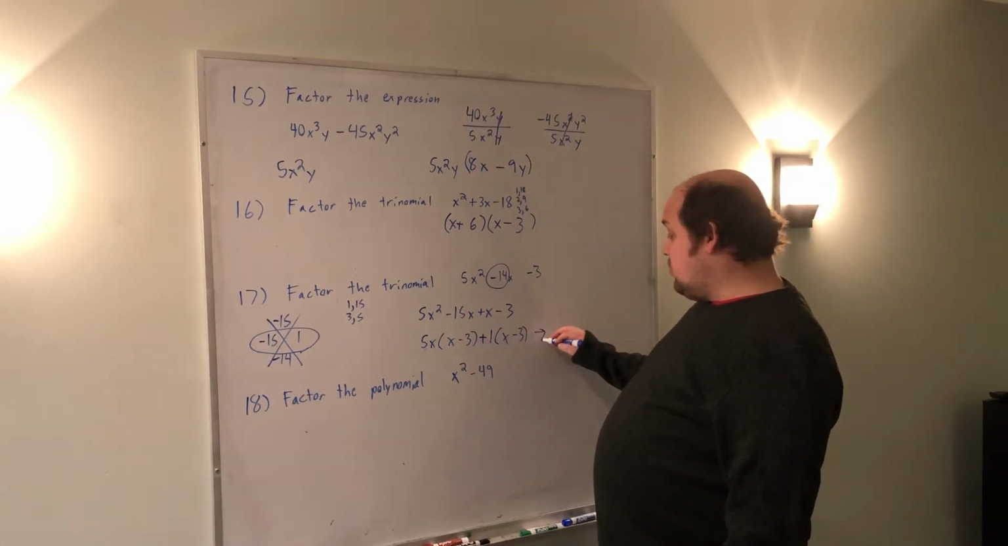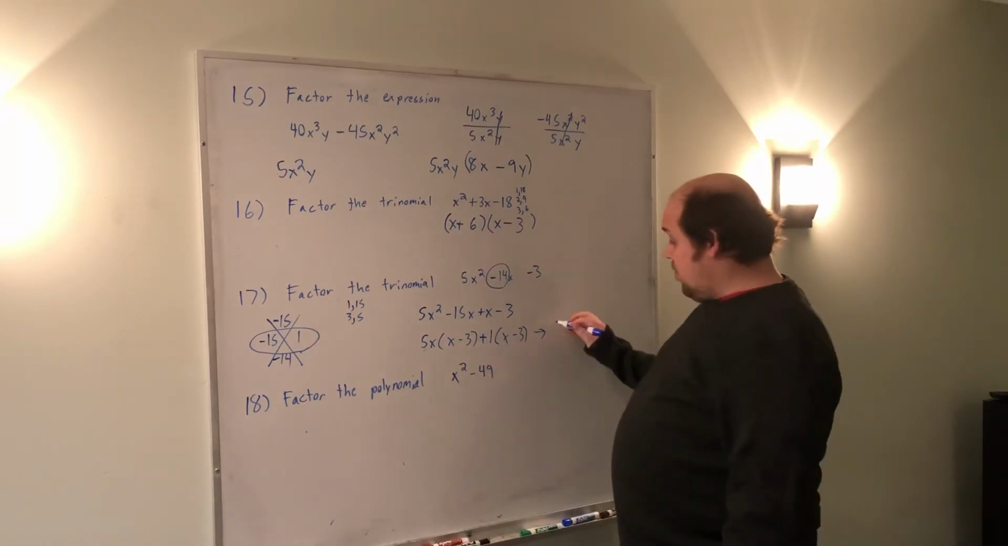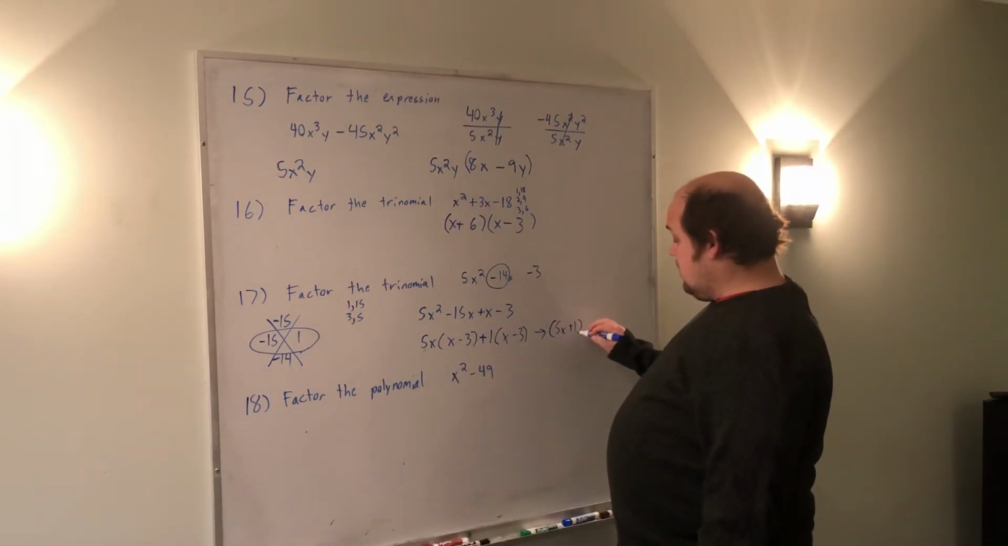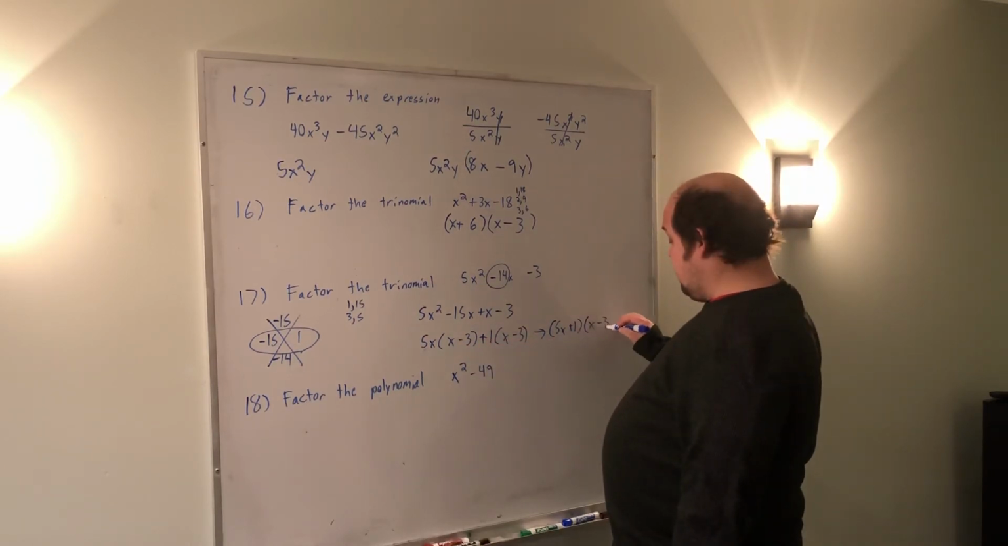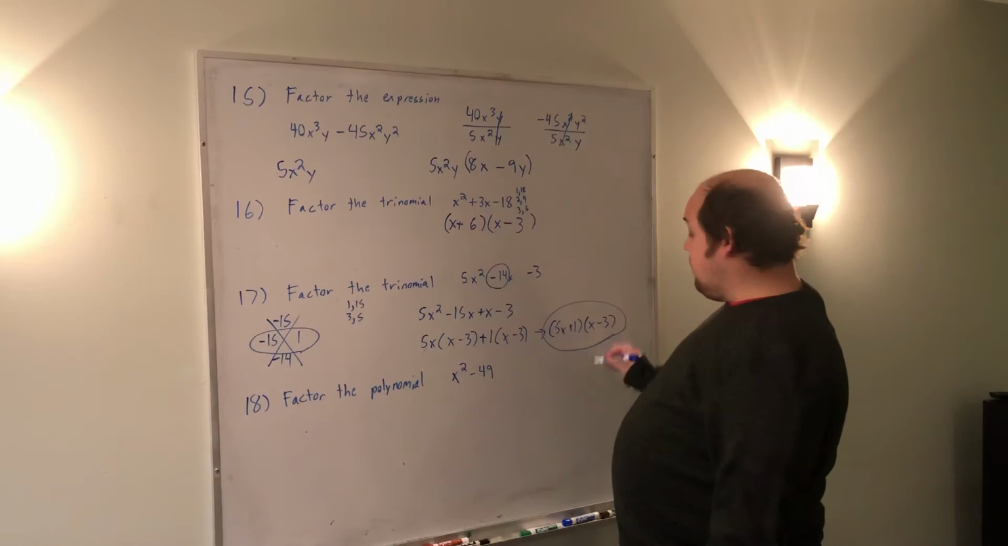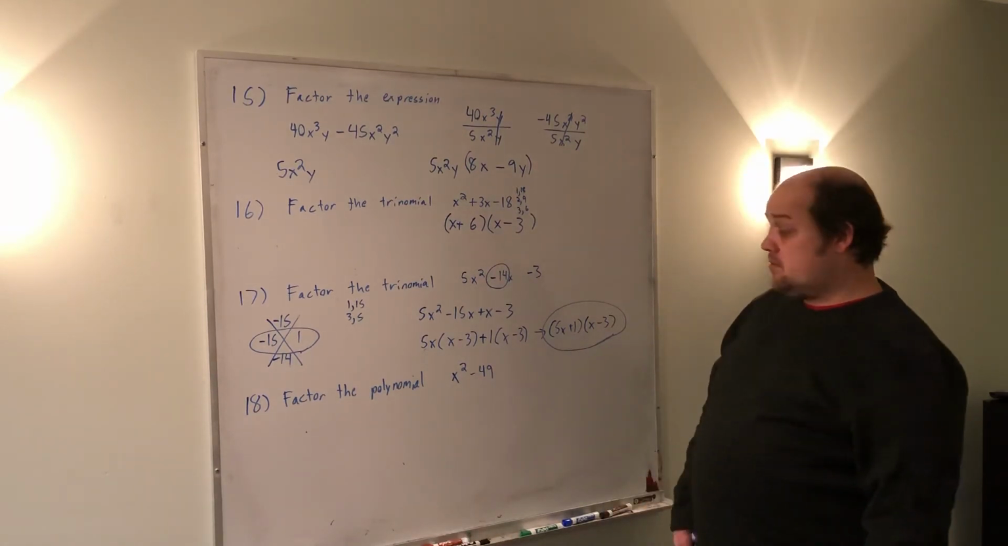I then translate it into outsides and insides. Outsides, 5x plus 1, times repeated inside, x minus 3 and x minus 3. So my final factored form is 5x plus 1 times x minus 3.